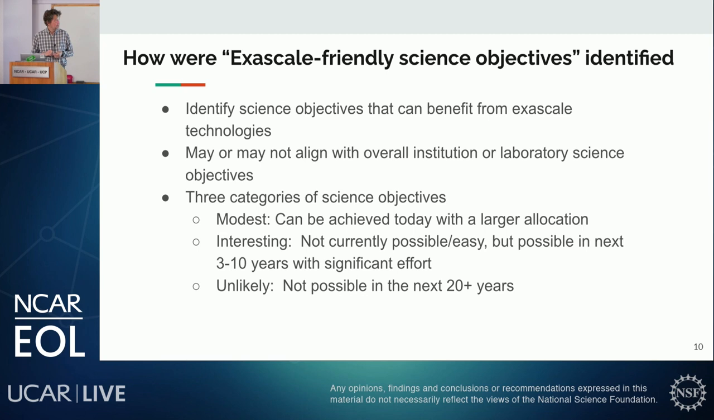So how were exascale friendly science objectives identified? Again, these are objectives that would match with the technology. These are not necessarily objectives that are great for your strategic plan. It's your decision to make. We broke it into three different categories: modest, which can be achieved today with a larger allocation. I don't consider that particularly interesting. The unlikely, which is not possible in the next 20 years, which is past the time horizon of my interest, at least. And interesting, which is currently not possible or easy, but is possible in the next 3 to 10 years with significant effort. So I think these are the interesting areas.